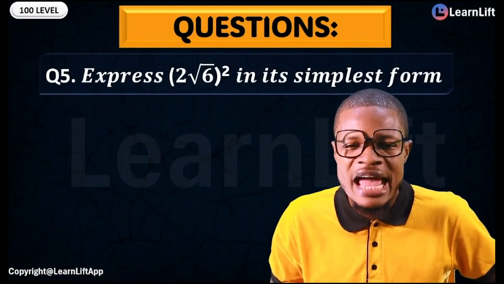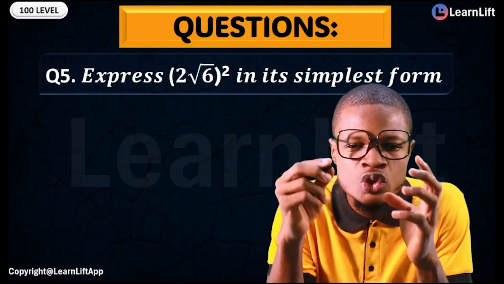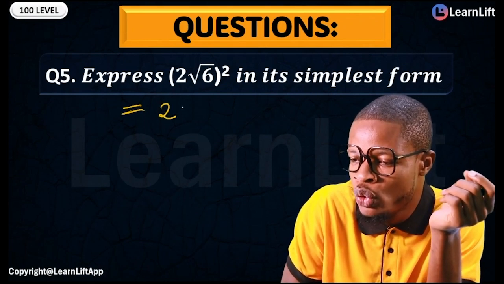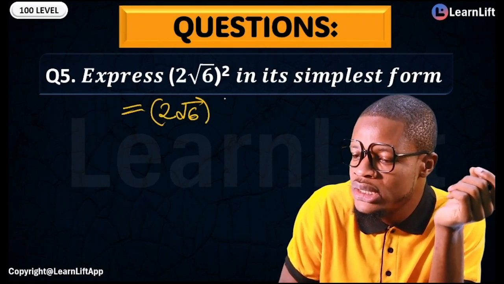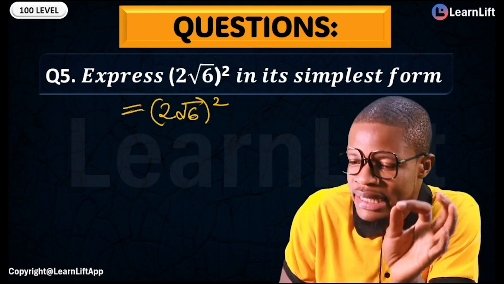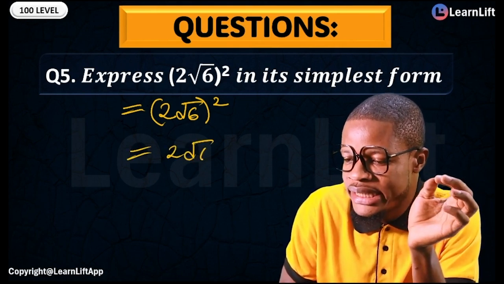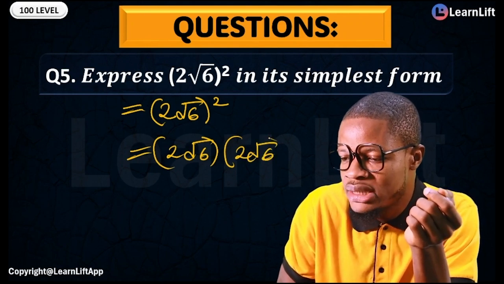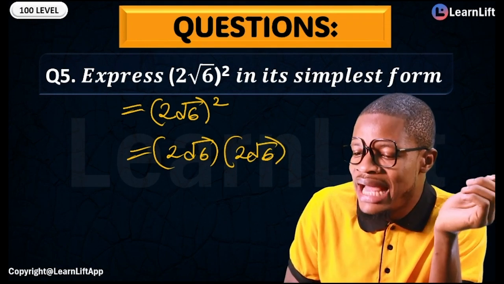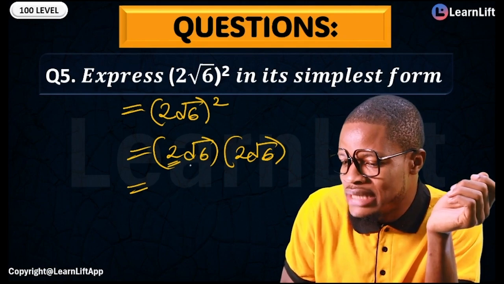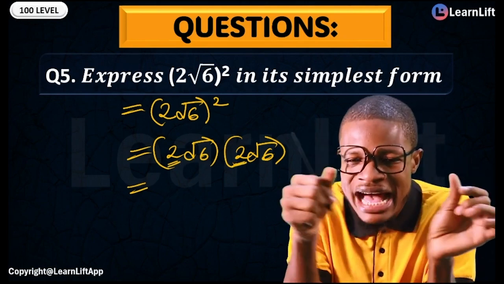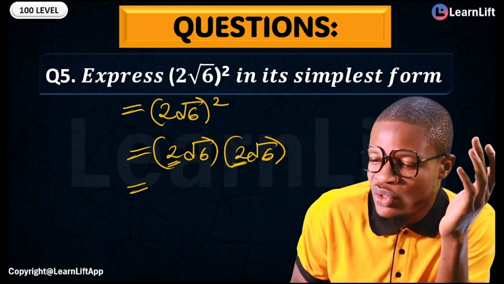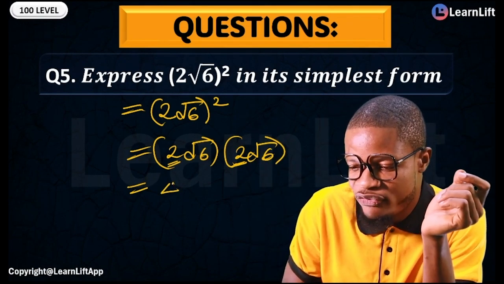Question number 5: express (2 root 6) squared in the simplest form. How do we go about it? Break it down. That's the same thing as 2 root 6 times 2 root 6, since it's squared, you repeat it 2 times. Now, the ones that are outside, multiply them. The ones that are inside, multiply them. The ones outside give you 2 times 2, and that's 4.